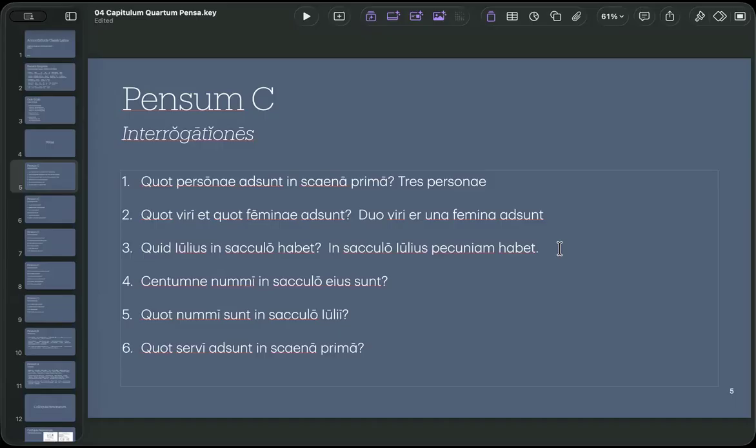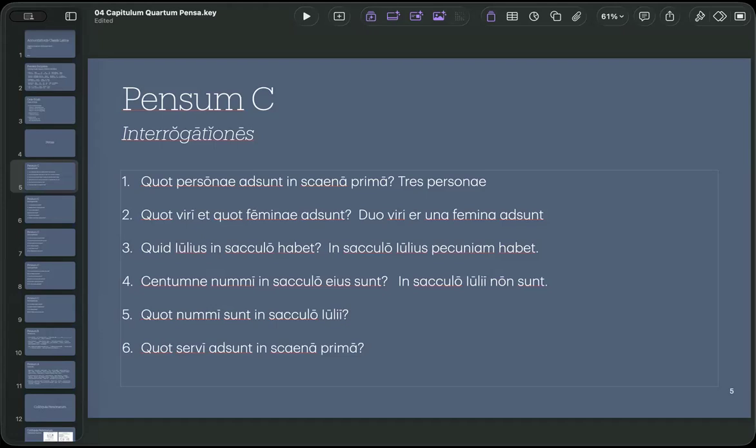Right. Centumne nummi in sacculo eius sunt? O Julii, centum nummi non sunt. Say that slowly. In sacculo Julii, centum nummi non sunt. Okay, so you did use the genitive there, right? I did. I didn't think you could use Julius. This is like in the sack of... Well, we know it's his money bag, so you could do it either way.